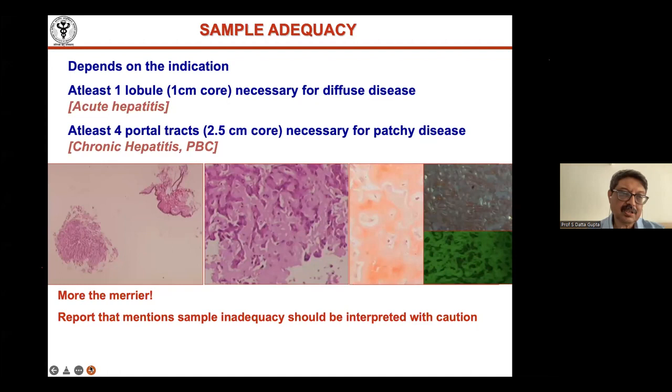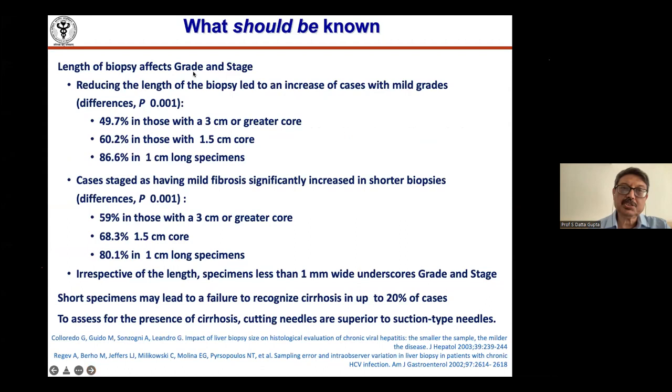Now, the length of biopsy matters, especially when you're doing grading and staging, because viral hepatitis, chronic hepatitis, is one of those diseases where you do liver biopsies. NASH is another. And of course, post-transplant acute rejection, you do a rejection activity index. So for all those, it's better to have a fairly adequate length of biopsy.